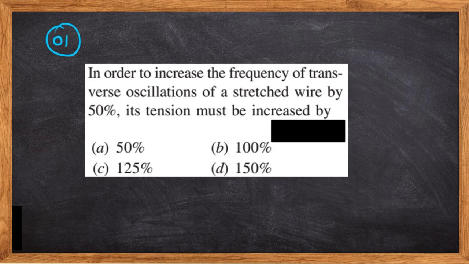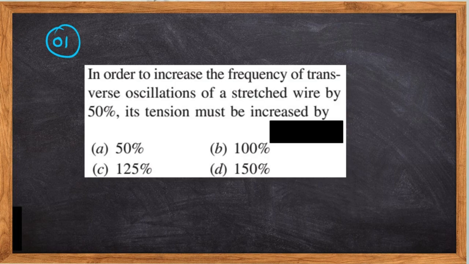So let's jump into the very first question now. I hope you have tried the question now. You can see the question. Let me read it. In order to increase the frequency of the transverse oscillation of a stretched wire by 50%, the tension must be increased by, right? So the tension, in order to increase the frequency by 50%.